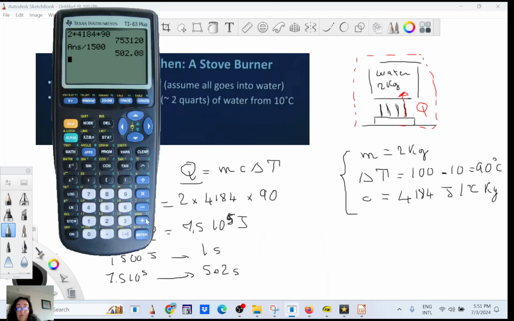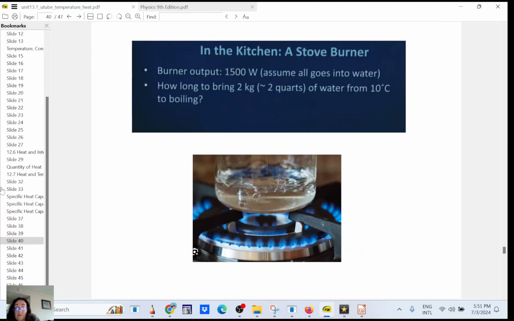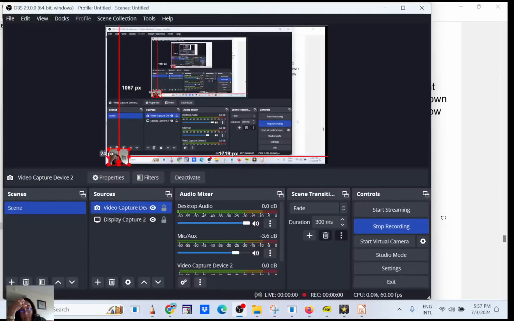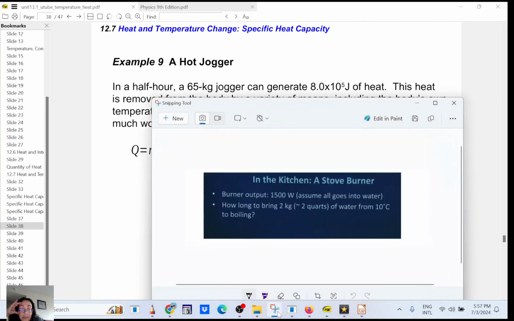So let's divide by 60. So it's about 8.4 minutes, and I keep two digits. Okay, so that's not bad. I just wanted to go back to this problem. I forgot to point out something here.